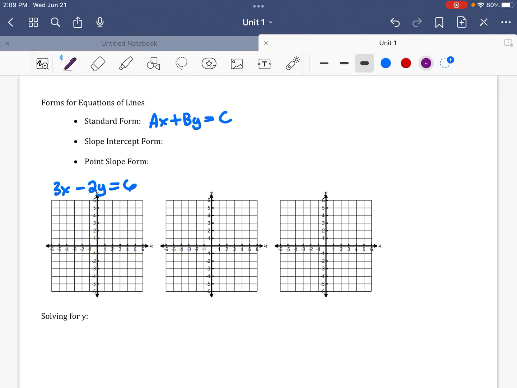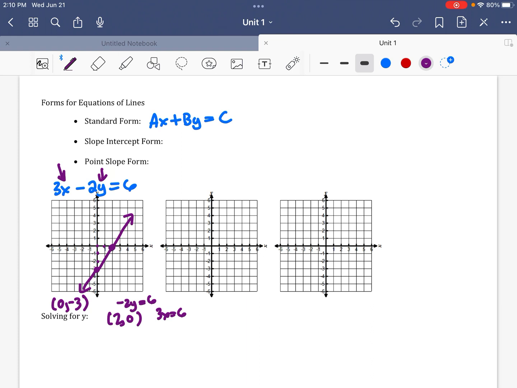3x minus 2y equals 6. If I plug in 0 for x, that means I'm putting a 0 right here. I get left over, because 3 times 0 is nothing, negative 2y equals 6, so that would be y equals negative 3. So there's a nice y-intercept. And if I plug in 0 for y, that would be a 0 here and a 0 there. That means I get 3x equals 6, and that would be a nice x-intercept, so (2, 0). So I can see there's the graph of that line. I can count out my slope, 1, 2, 3 over 2, positive 3/2.